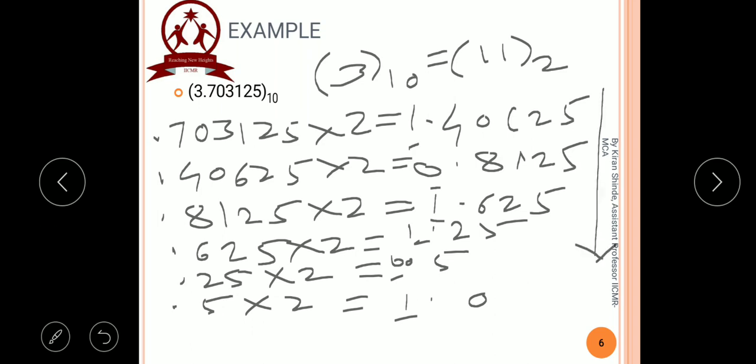So essentially, what will be the binary conversion of 0.703125? It will be 101101. So I will write at the bottom 101101. This will be the binary equivalent of 0.703125. Let's cross check, right from top to bottom: 101101. Yes, it is right. So hope you understood the method.